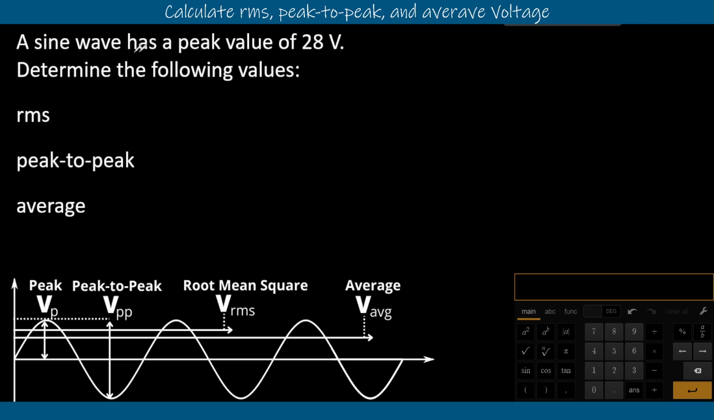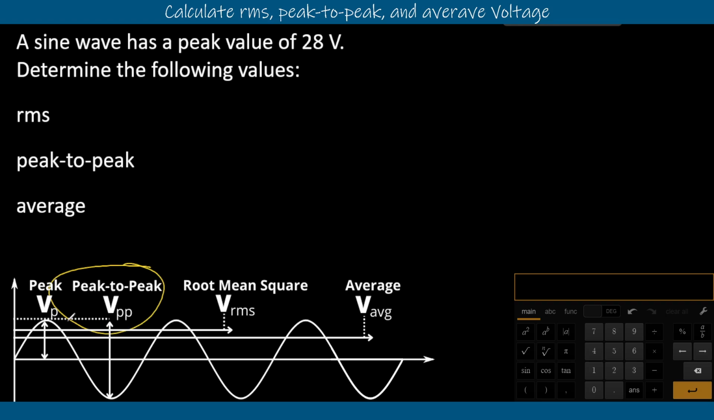So a sine wave has a peak value of 28 volts. Determine the following values. It says RMS, that's root mean squared. So that's kind of like an average over time, but it usually falls a little bit higher than our average. Root mean squared is what our multimeter reads, and it usually gets a little bit higher than our actual average voltage for the circuit. They're calculated differently.